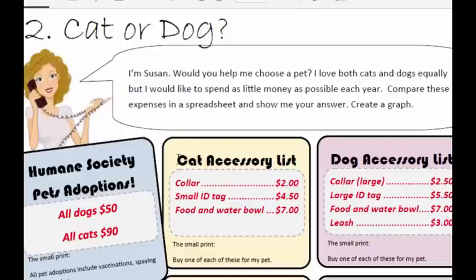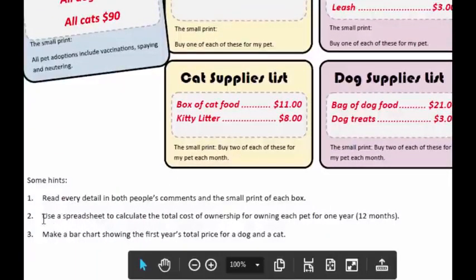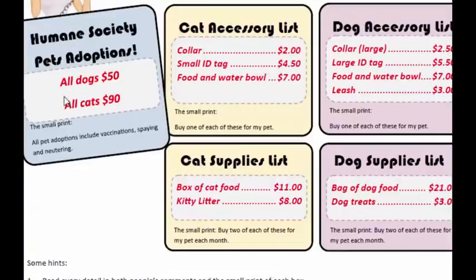Create a graph." First of all, notice that she's talking about a year. And so at the bottom down here when it says hints, it says use a spreadsheet to calculate the total cost of ownership for owning a pet for 1 year. So we'll just assume 1 year is the length of our expenses. Pet options: dogs are 50, cats are 90. All expenses include all of the vaccinations, spaying, and neutering.